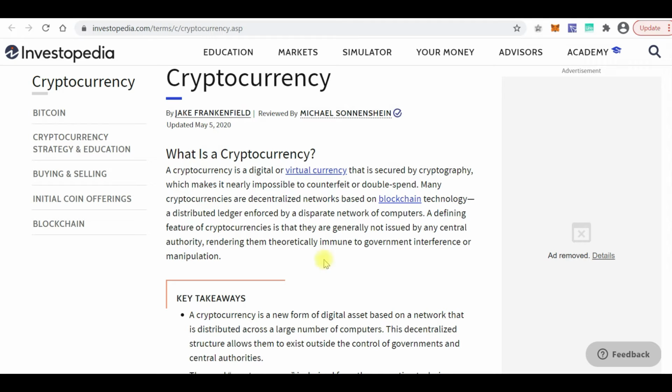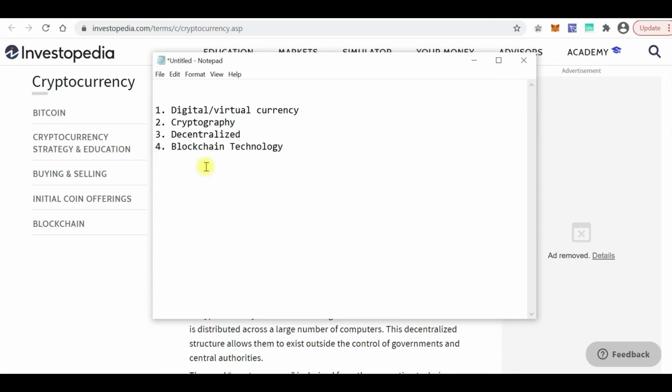So this is one of the most simple definitions of what a cryptocurrency is. Now we're going to just break it down, right, to make it simpler for you guys to understand. So I have 4 points that we'll be looking at: digital or virtual currency, cryptography, decentralized, and blockchain technology. This is basically what makes up a cryptocurrency. So let's start with digital or virtual currency.